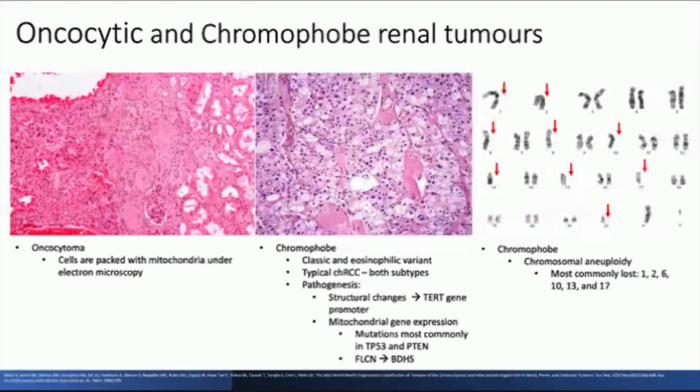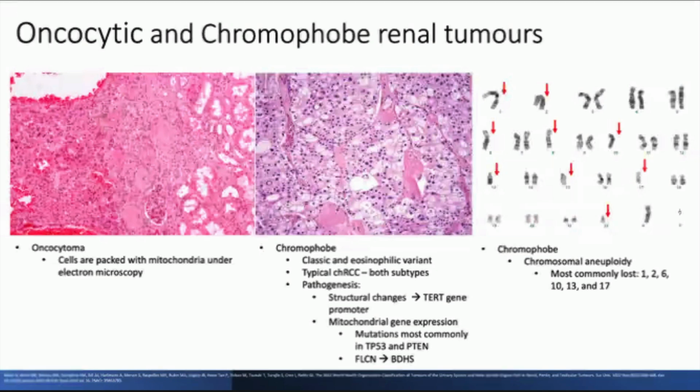Oncocytoma will have cells packed with mitochondria under electron microscopy, but chromophobe tumors will have granular pale cells with prominent cell borders and fine reticular cytoplasm, as well as perinuclear halos and wrinkled hyperchromatic nuclei. And chromophobe RCC is known to have both a classical subtype and an eosinophilic variant, with the typical chromophobe having features of both.